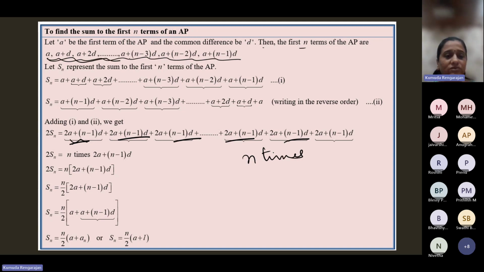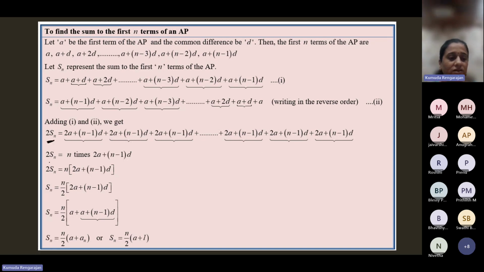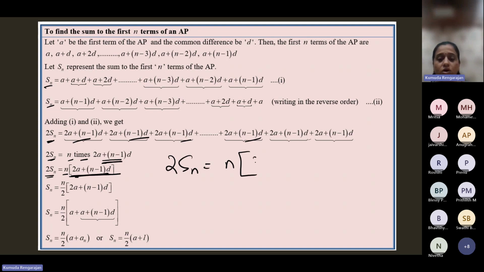Because we have taken n terms, so n times. So 2Sn, because Sn plus Sn is 2Sn. Okay, so 2Sn is equal to, this sum is happening n times: n times 2a plus n minus 1 into d. And n times in mathematics, times means multiplication. So 2Sn is equal to n into 2a plus n minus 1 into d.